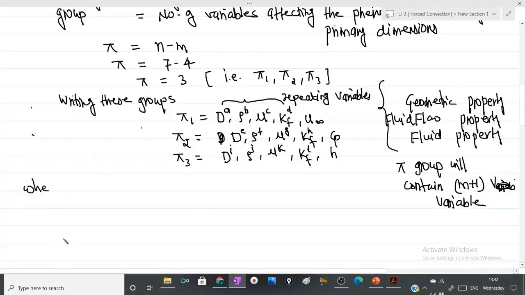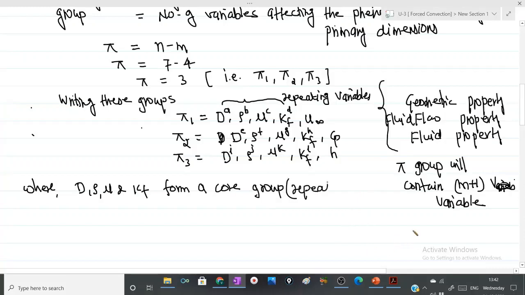In these expressions, d, rho, mu, and kf form a core group. They are also called repeating variables. And u infinity, cp, and h are called selected variables. Okay.